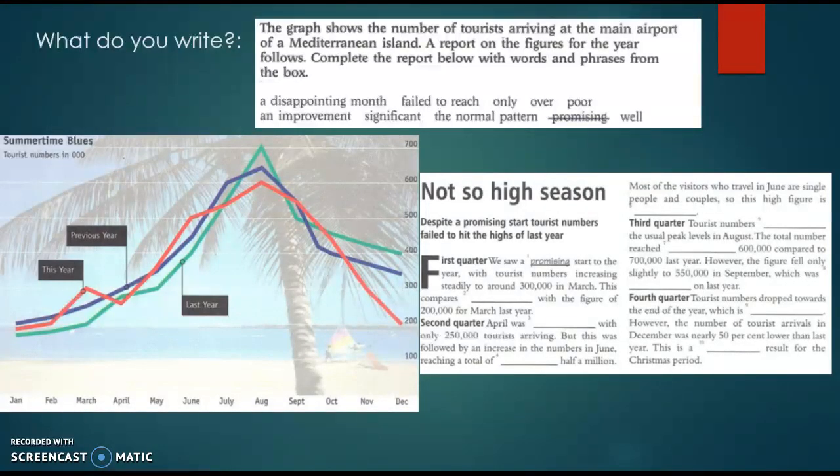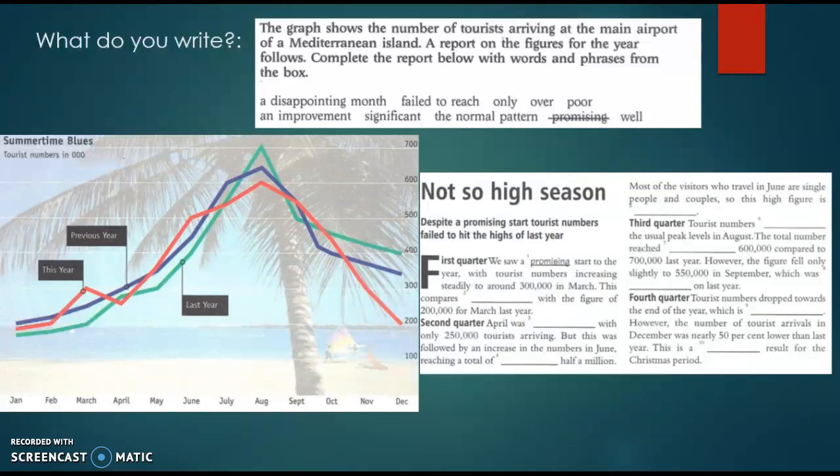Despite a promising start, tourist numbers failed to hit the highs of last year. First quarter. We saw a promising start to the year, with tourist numbers increasing steadily to around 300,000 in March. This compares well with the figure of 200,000 for March last year. Second quarter. April was a disappointing month with only 250,000 tourists arriving, but this was followed by an increase in the numbers in June, reaching a total of over 500,000. Most of the visitors who travel in June are single people and couples, so this high figure is significant.